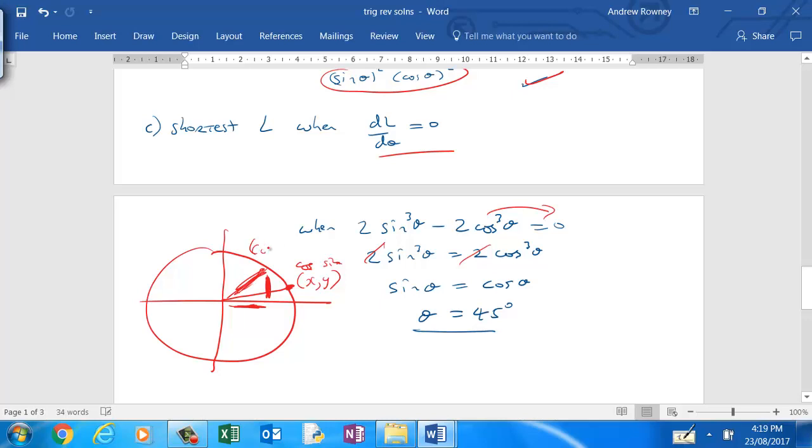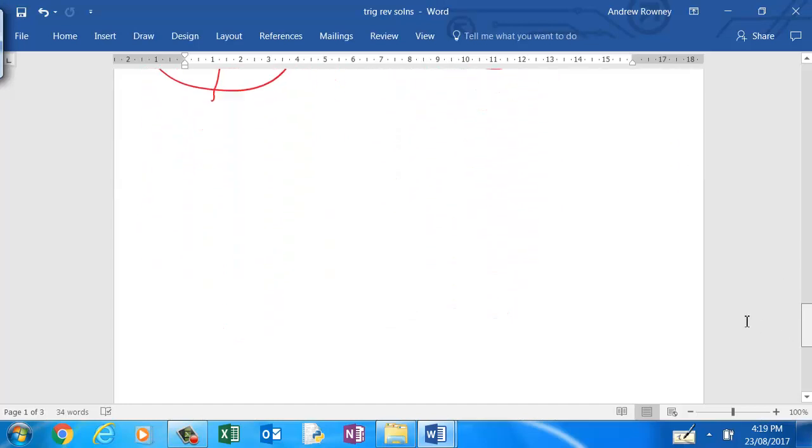So that is cos 45, comma, sine 45. Right, so when your sine and cosine are the same, it's when your angle is 45 degrees.